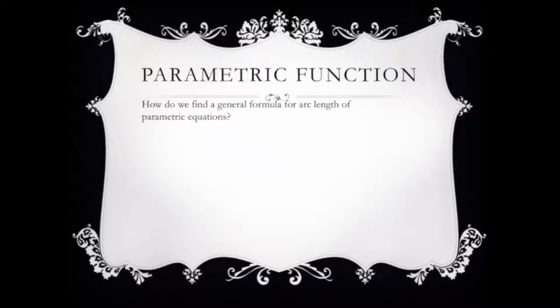We now know how to find arc length of a rectangular function, so let's move on to see how to find the arc length of a parametric function. We know that arc length is equal to the integral from a to b of the square root of delta x squared plus delta y squared, which we could then change to dx and dy like we did for rectangular functions.